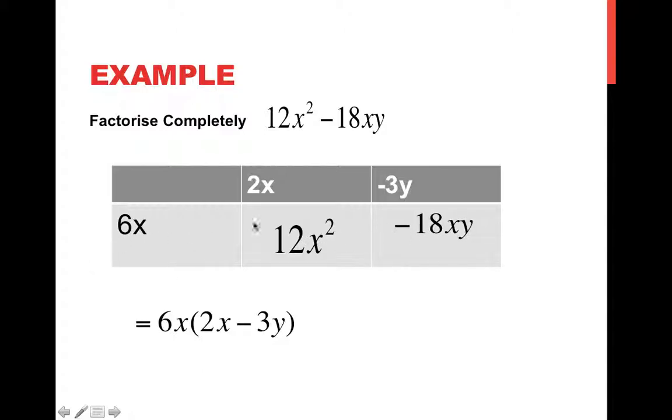And then it's basically a fact of what multiplies into that. So 6 times what gets us 12x squared, 2x, so there. And 6 times what gets us minus 18, minus 3. And then we just put the algebraic form in there, which I'm sure if you've been watching the expanding video, you should get. And then we just put what's on the outside here. So 6x, there you go, 2x minus 3y.